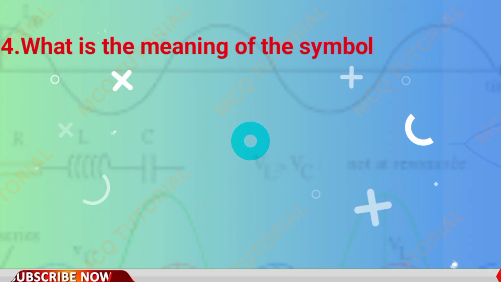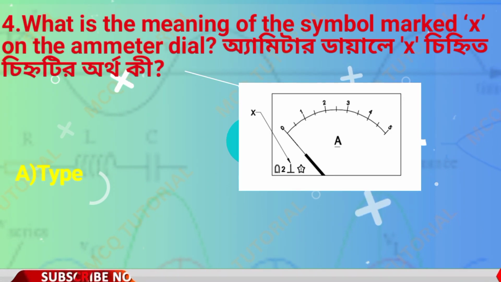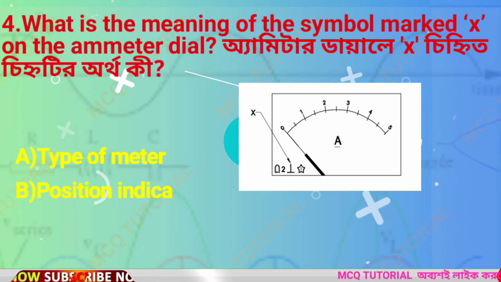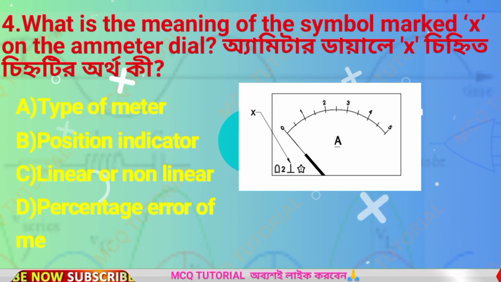Question number 4. What is the meaning of the symbol mark on the ammeter dial? Option A type of meter, option B position indicator, option C linear or non-linear, option D percentage error of meter.